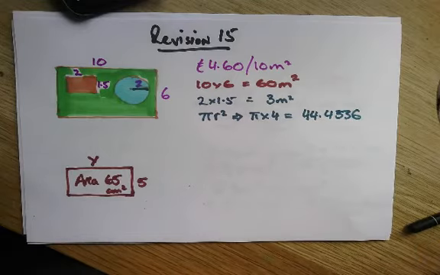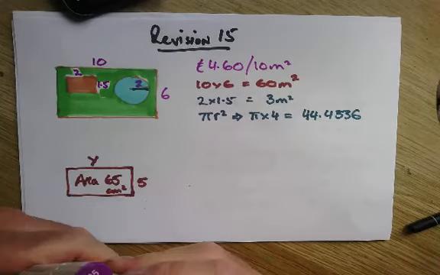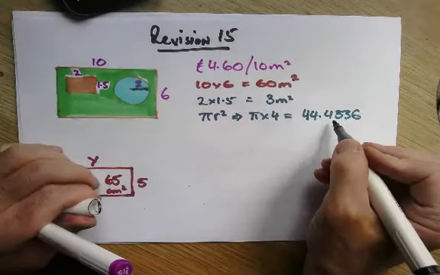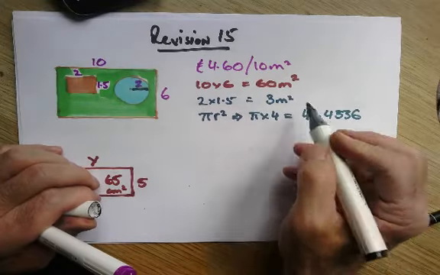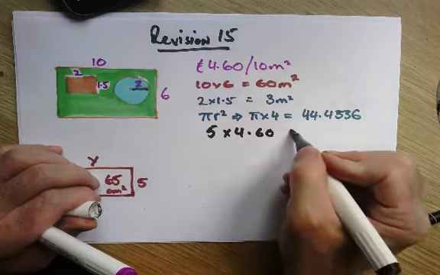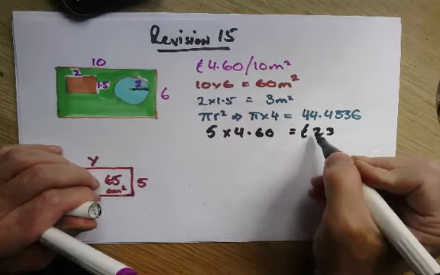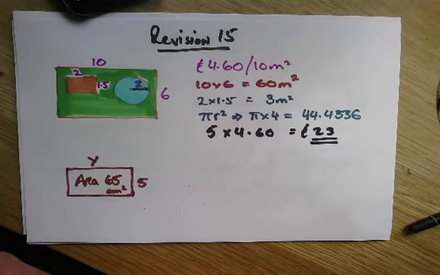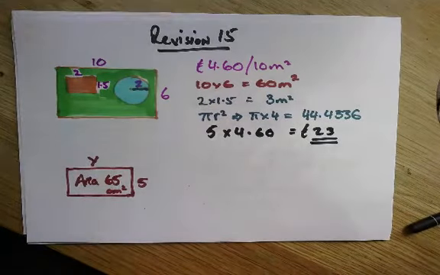And now a bag covers 10 square meters. So you've got to think, how many bags do I need if I've got 44.4? Obviously 4 bags is not enough. I need 5 bags. So I need 5 lots of that, which would be £23. Use your calculator if you need to. So there's that question. Nice.